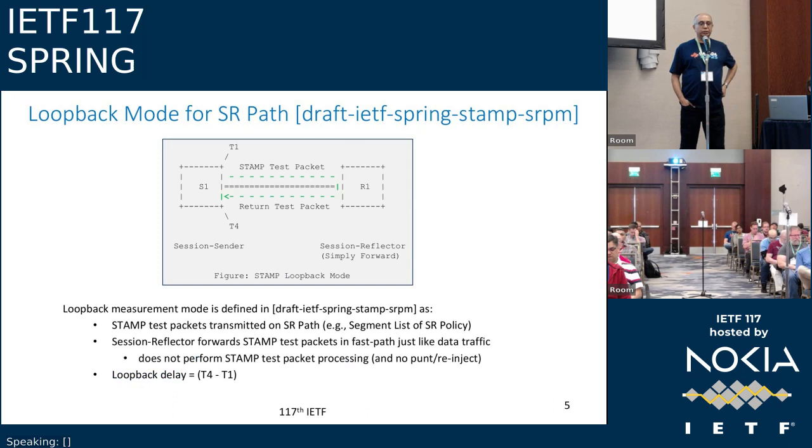Just to recap, what is the loopback mode for an SR path? The test packets are sent on the SR path, and the reflector just forwards the packet like data traffic. So there is no STAMP test packet processing, meaning there is no UDP punt or reinject of the packet. There are use cases where this is quite useful, where the reflector is not capable of timestamping in hardware or does not support the protocol. And we get the loopback delay T4 minus T1. This is what is in the SRPM draft today.